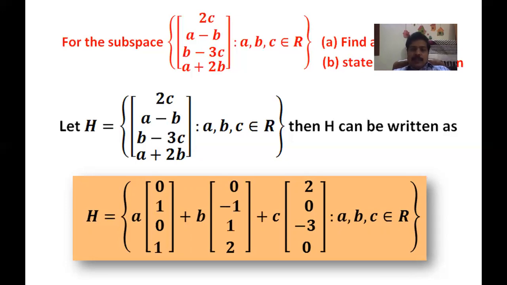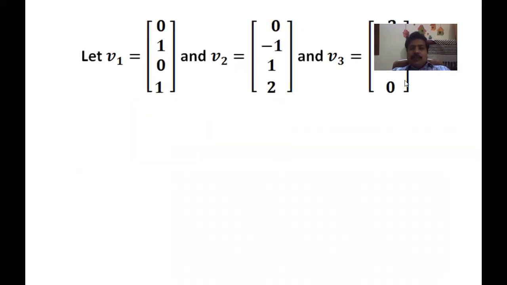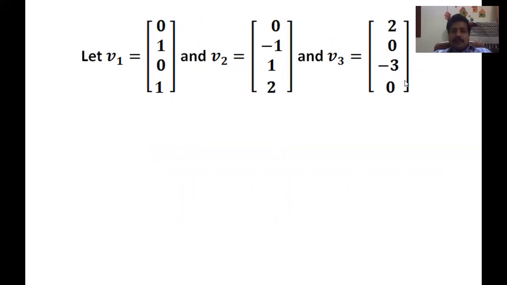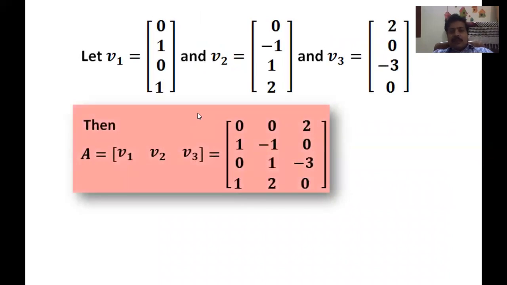So we can say that H is equal to span of these three vectors. Here these three vectors are named as V1, V2, V3. So H is equal to span of these three vectors. Let A be the matrix of V1, V2, V3. Here 4 rows are there, so a 4 by 3 matrix is formed using these three vectors.